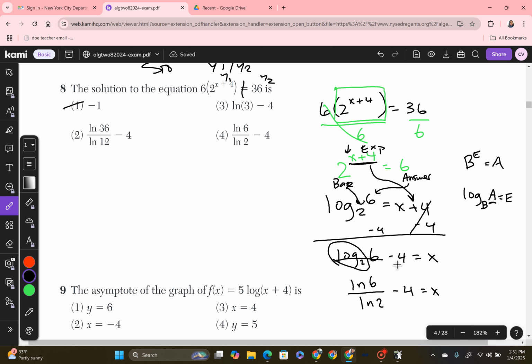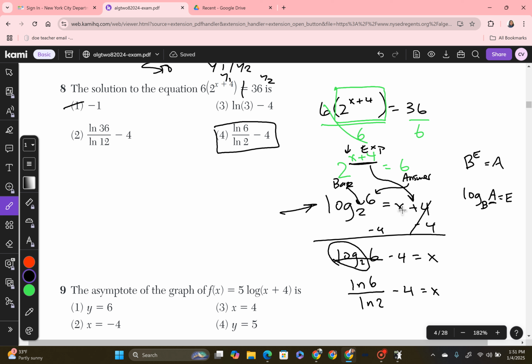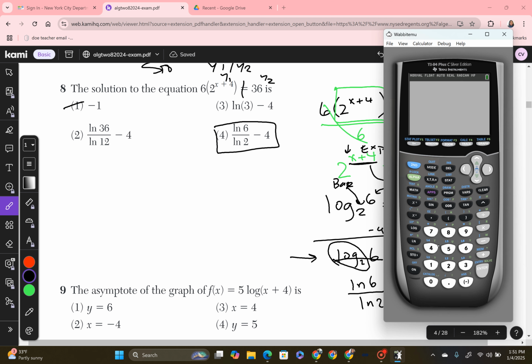Let's just say you didn't know that. Okay, we haven't done this in a minute. I might not have shown it to you this way, but let me show you how to plug in the log. So you could have taken what we had over here, which is log base 2 of 6 minus 4. For log, if you hit this log, the one that's above the ln, you don't get to put the base.